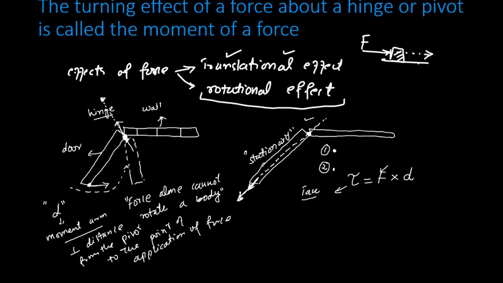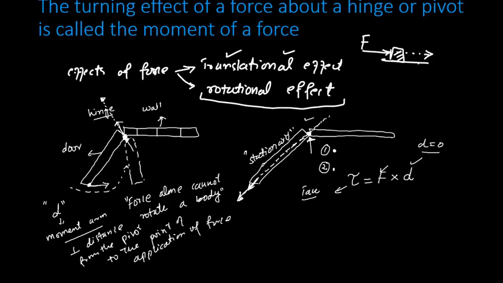If there is no force, there is no rotation, and if there is no d, there is no rotation at all. And d equals 0 means either the force is directly applied at the hinge position or its line of action is passing through the pivot point.